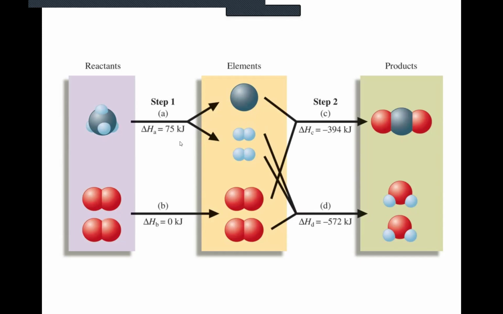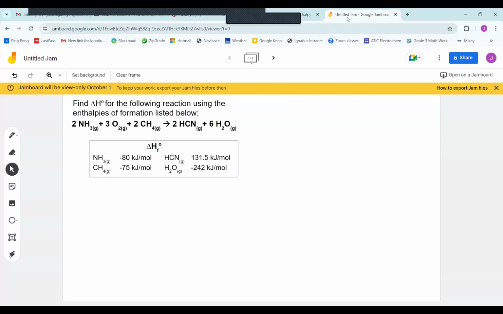Let's tackle a problem together from scratch without the step-by-step part. This is one that would look like your homework. Find delta H for the following reaction using the enthalpies of formation listed below. Now notice this is a pretty big equation. We've got 3 reactants and we've got 2 products. So there's a lot to think about here.